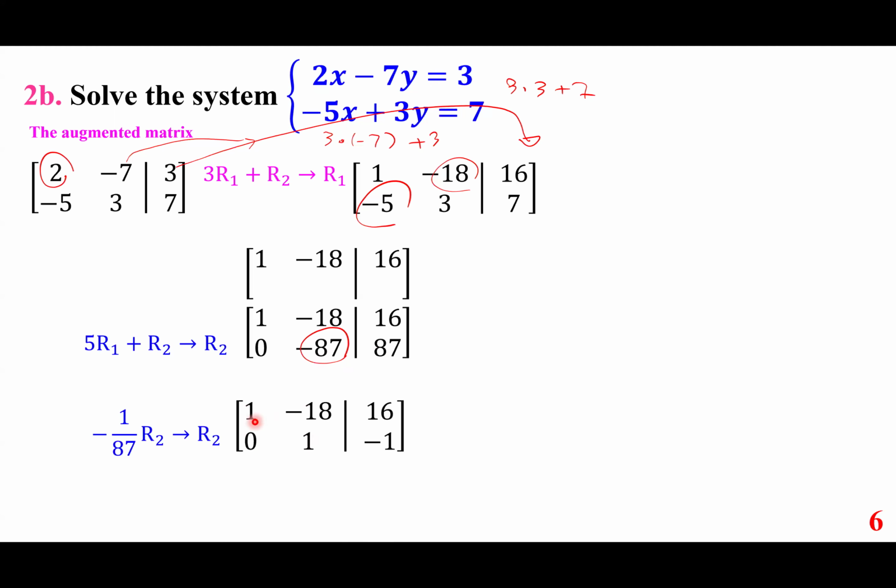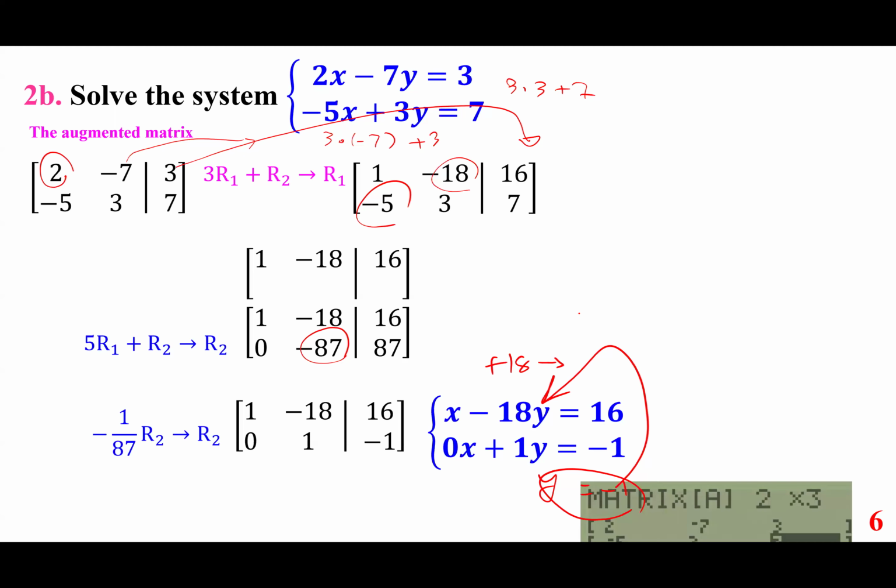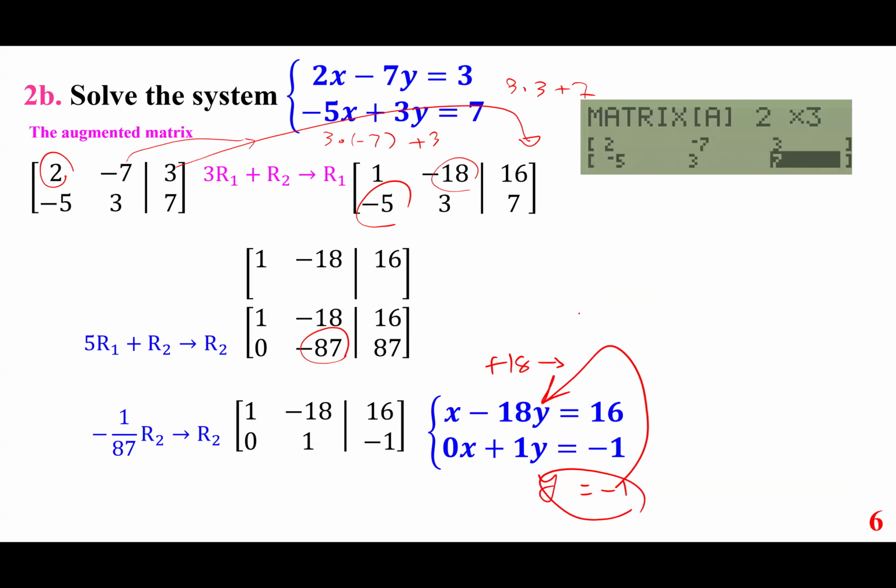0x, let's just write it, 1x minus 18y equals 16, 0x plus 1y equals negative 1. Obviously, this means this is the answer, y equals negative 1. Now, reverse substitution, back substitution, you put it in. Minus 18 times negative 1 is positive 18. Move it to the other side, subtract it, you get minus 2. Okay, and the answer is minus 2 comma negative 1.